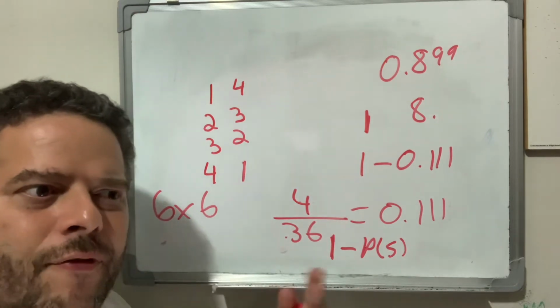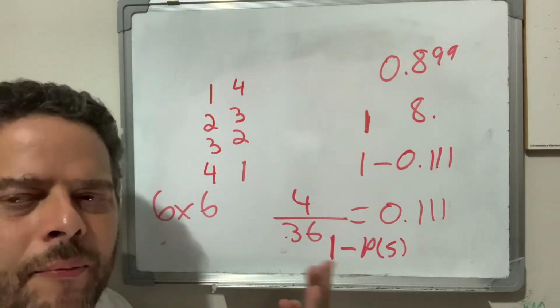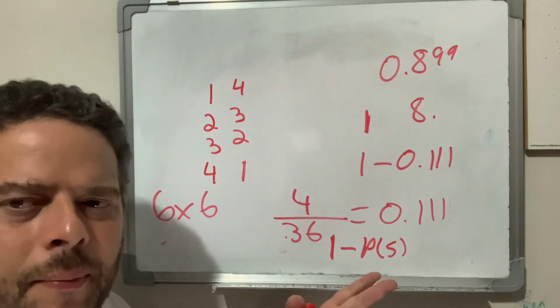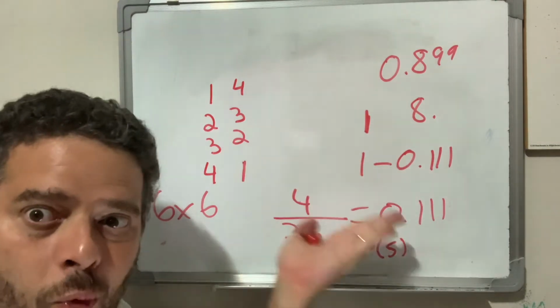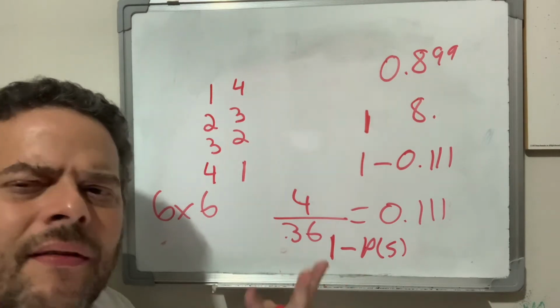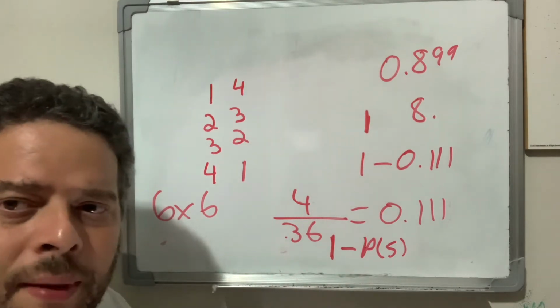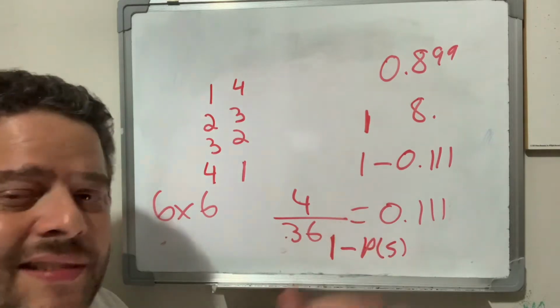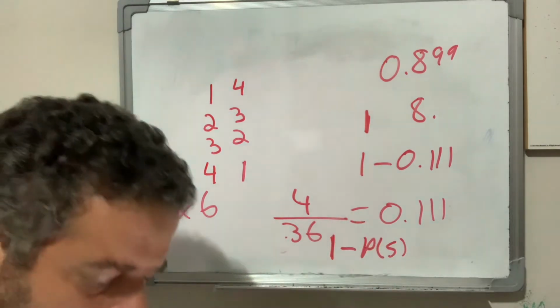So there are different ways to see the complement. If they ask you for the complement, you know it's what's missing to become 1. If they tell you the chances of not rolling something, they're usually referring to the complement. The chances of an event not happening, that's the complement. Okay?